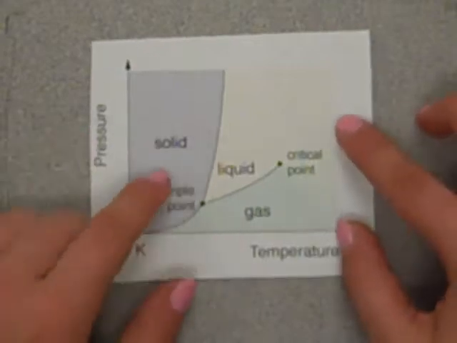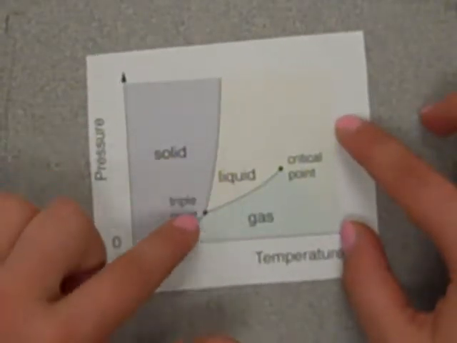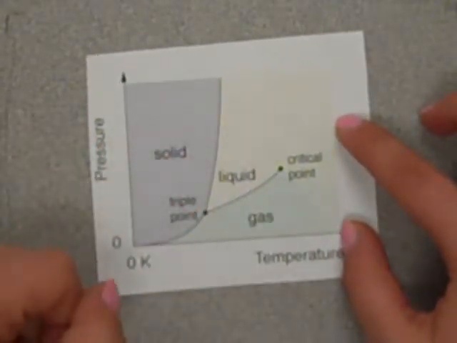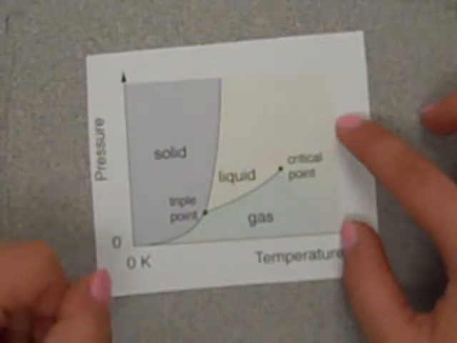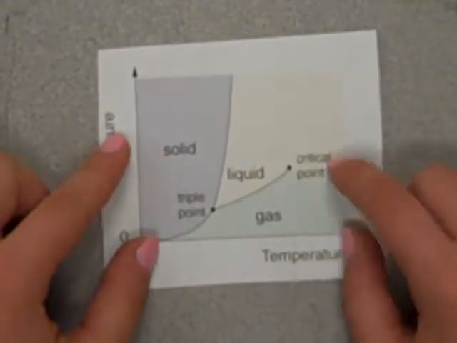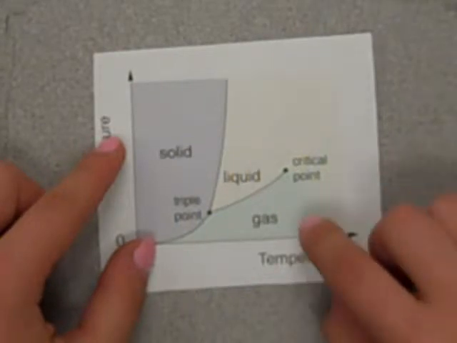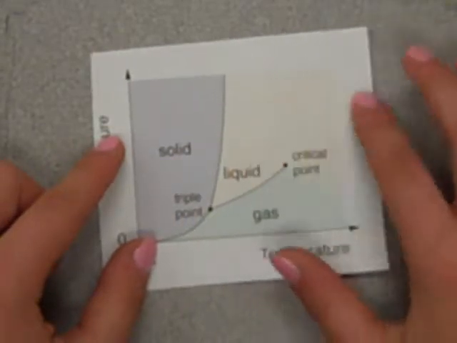The triple point, located somewhere near the middle of the graph, is the point at which all three phases are present. This point here, the critical point, is the point at which you are unable to distinguish between the liquid and the gaseous phases.